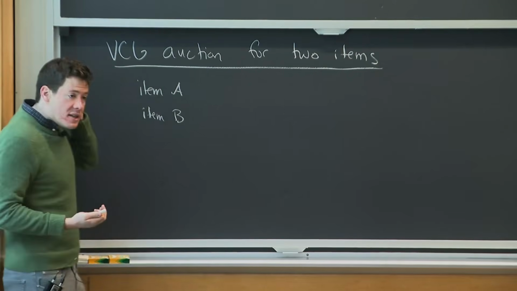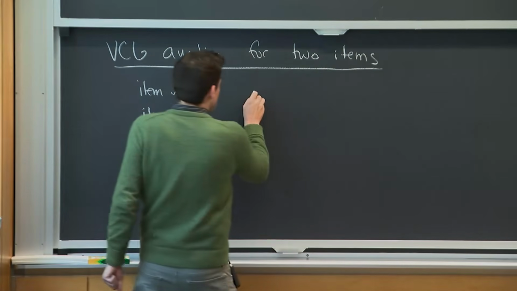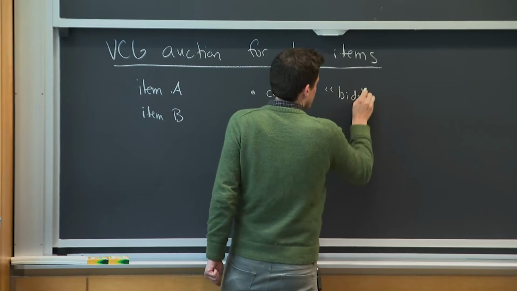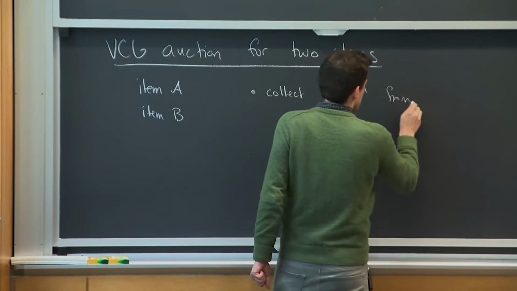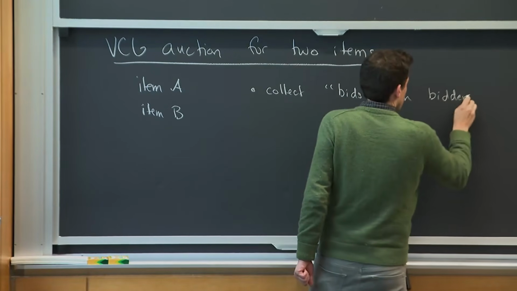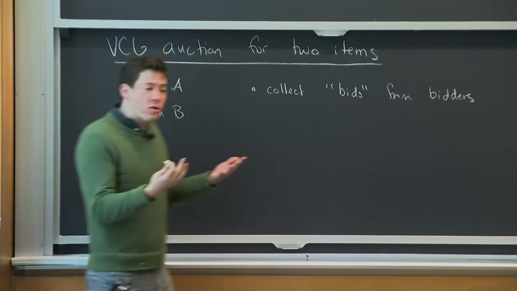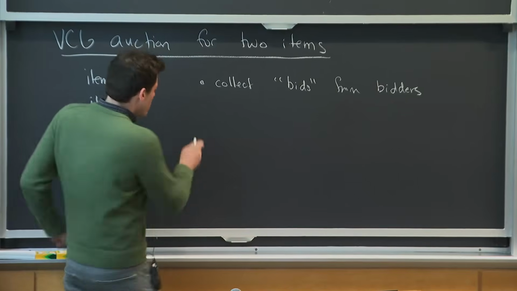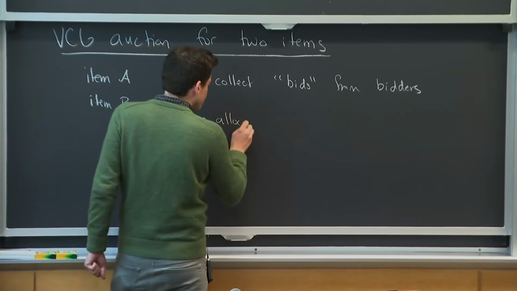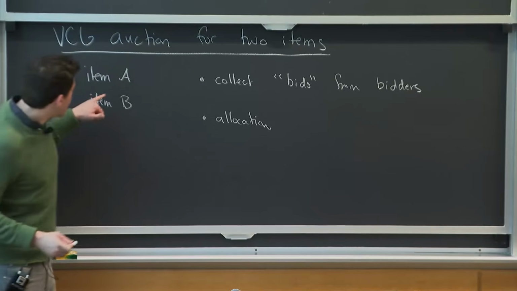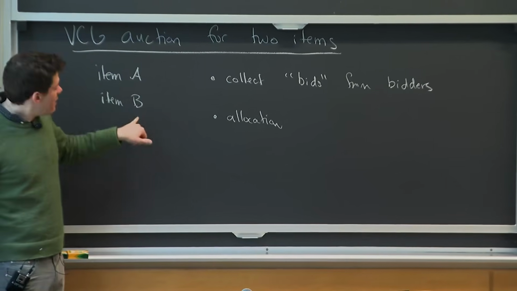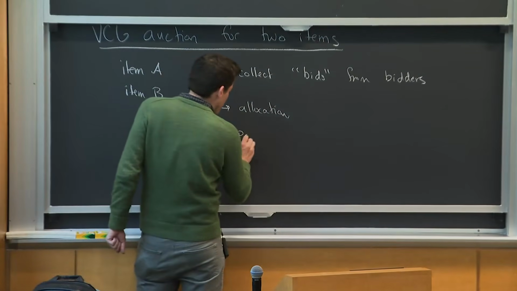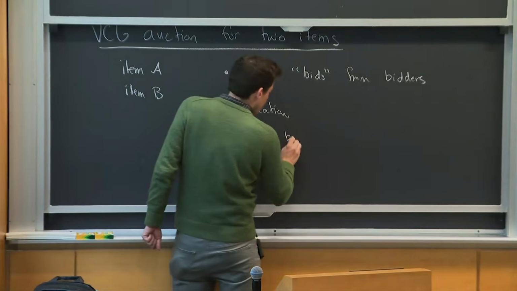So what the auction needs to do is solicit bids. It's going to collect bids from the bidders. And then based upon these bids, as usual, we have to decide two things: how we allocate the goods and how much everyone pays. So it specifies an allocation, which in this case says who gets item A, if someone gets it, and who gets item B, if anyone gets it. And in addition to the allocation, we have to specify a payment by each bidder.